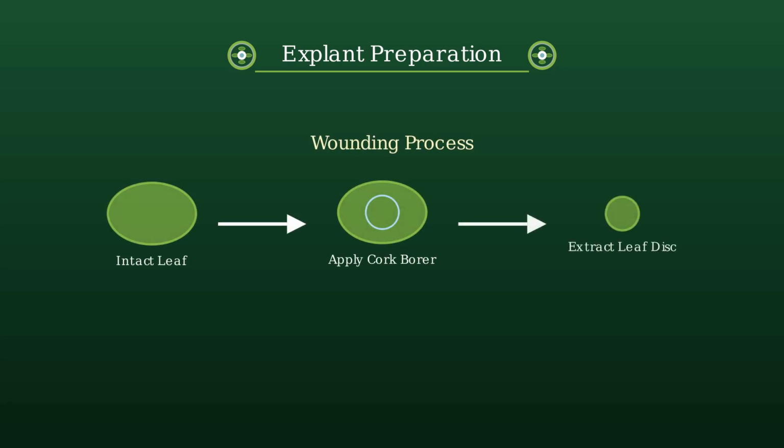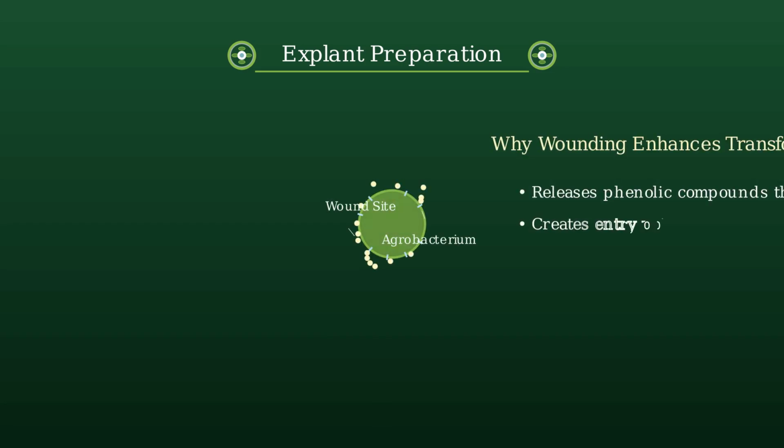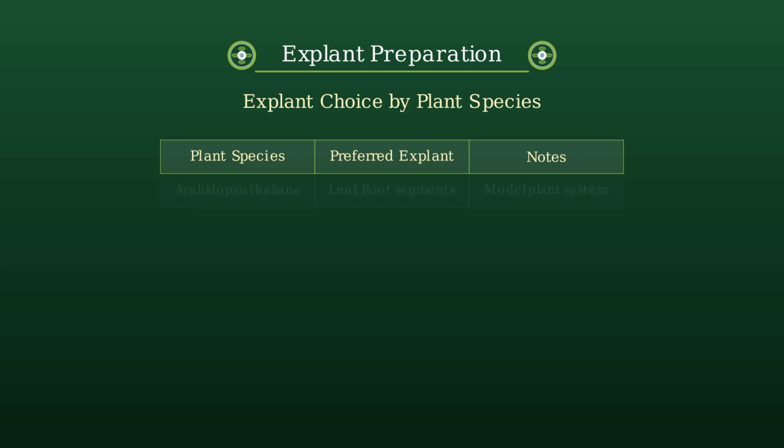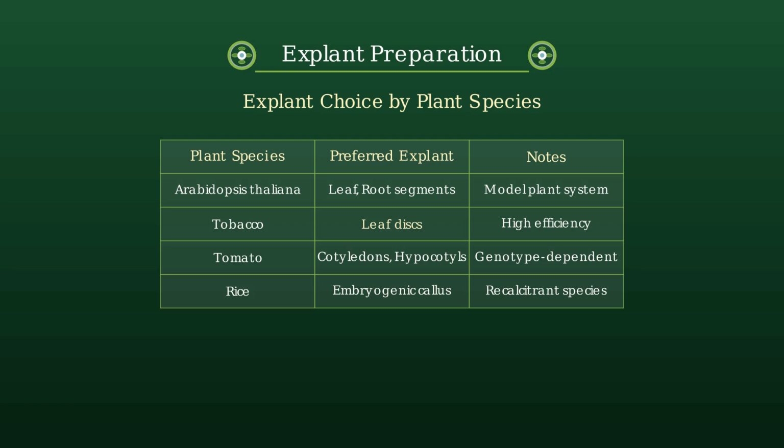For leaf discs, a cork borer is commonly used to cut uniform circles from intact leaves. Wounding is essential for successful transformation. Cut edges release phenolic compounds that attract Agrobacterium and create entry points for bacterial invasion. The choice of explant varies significantly by plant species. Some plants, like tobacco, transform efficiently using leaf discs, while others may require specialized tissue, like embryogenic callus.